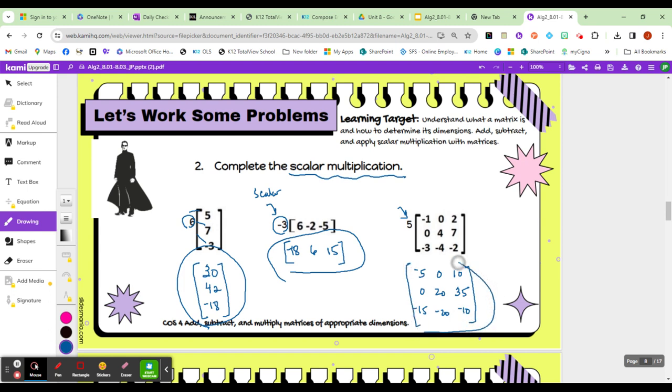And there you have it. Just make sure you don't make any careless mistakes. Go back and double check. Make sure your signs are right.